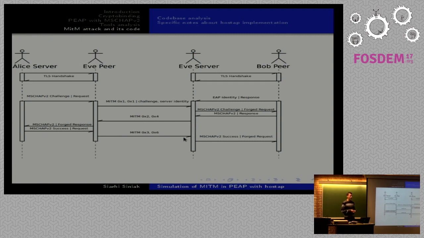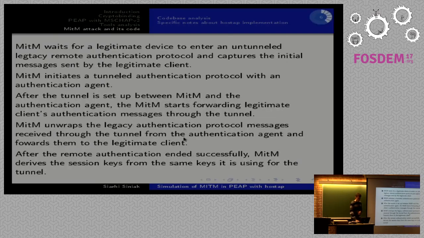In the previous year, I studied to read it for the first time, and it was a bit difficult to understand how to implement this man-in-the-middle attack, because it usually looks like this. It is written mostly the same way in that paper: the man-in-the-middle waits for a legitimate device to enter an untunneled legacy remote authentication protocol and captures the initial message.